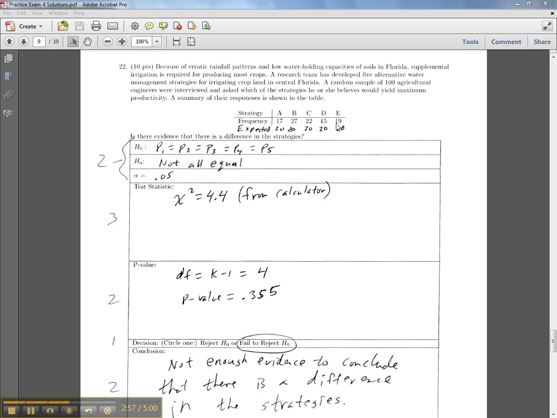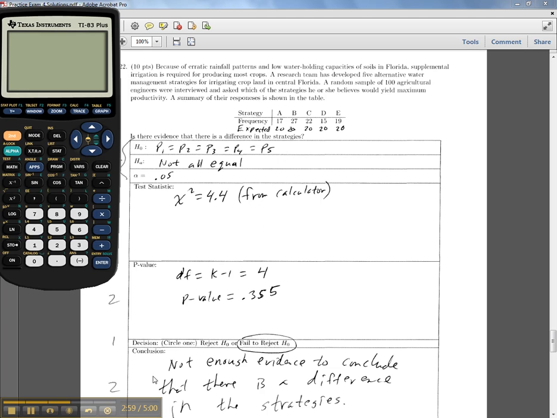All right, so to plug this into the calculator to solve for the goodness of fit, instead of putting it into a matrix like you would for a chi-squared test, you want to put it into a list. For our first list we put the frequency, so the counts for the individuals and which strategy they decided to vote for. So 17, 27, 22, 15, 19, and then list 2 is going to be the expected count.